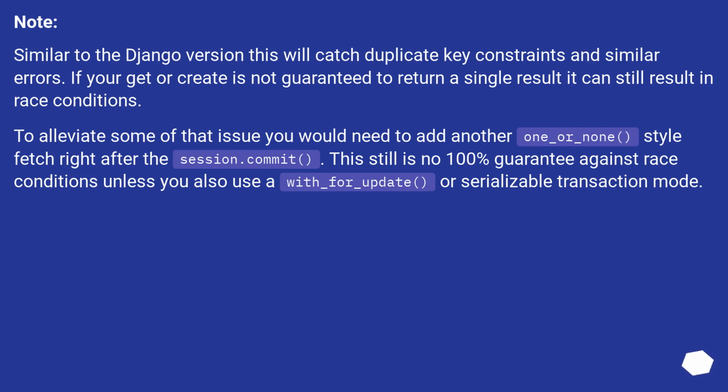Note: similar to the Django version, this will catch duplicate key constraints and similar errors. If your get or create is not guaranteed to return a single result, it can still result in race conditions. To alleviate some of that issue, you would need to add another _or_none style fetch right after the session.commit. This still is no 100% guarantee against race conditions unless you also use a with_for_update or serializable transaction mode.